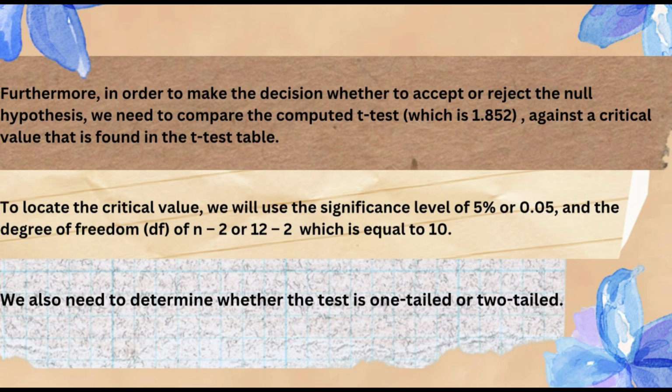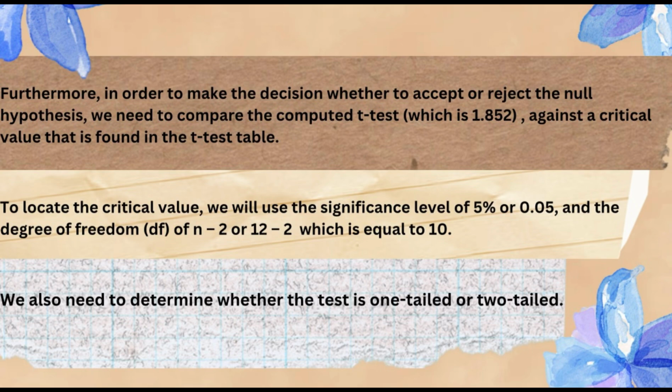So, before we compare the computed t-value, we also need to get the critical value that is found in the t-test table. To locate the critical value, we will use the very common significance level of 5% or 0.05, and the degrees of freedom is n minus 2, or 12 minus 2, which is equal to 10. So our degrees of freedom is 10, and why? Because it is n minus 2 for the t-test.